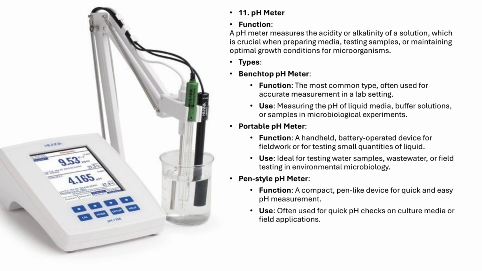If you're working outside the lab, a portable pH meter is a great option. This handheld, battery-operated device is perfect for fieldwork or testing small liquid samples, such as in environmental microbiology or water testing. Pen-style pH meter. The pen-style pH meter is a compact and easy-to-use device, resembling a pen. It's often used for quick pH checks on culture media or for field applications where simplicity and portability are key.